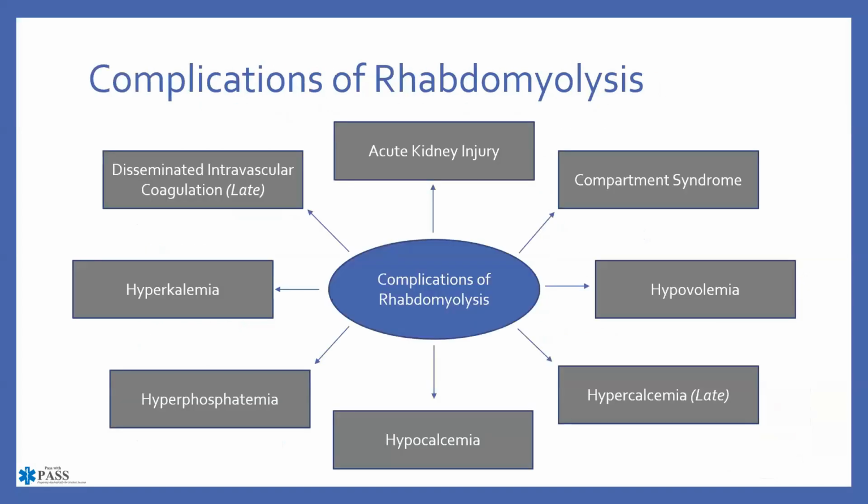So complications here, acute complications of rhabdo: acute kidney injury, and you can see all of these different things. You can end up getting disseminated intravascular coagulopathy, which is a late finding. We've talked about that before. That is a clotting issue, so they're not able to clot appropriately. They can get compartment syndrome, hypovolemia, hyperkalemia.